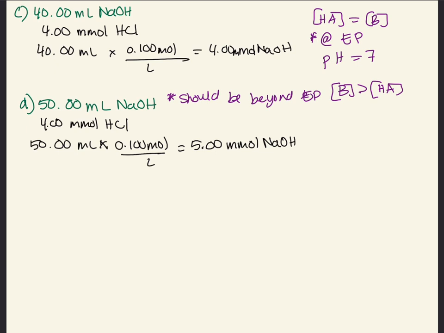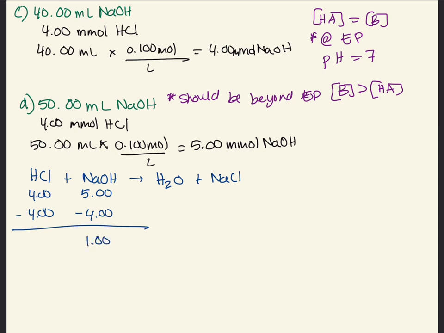So I can put together my neutralization reaction between hydrochloric acid and sodium hydroxide to yield water and my neutral salt. And I have 4 millimoles of acid, 5 millimoles of my base. So my acid is going to be my limiting reactant, and I'll have 1 millimole of base left over. Now, to calculate the pH, I can use the concentration of my base. So I have the concentration of hydroxide. Remember, sodium is a spectator ion. It's not participating in the chemistry, so we don't really care about it.